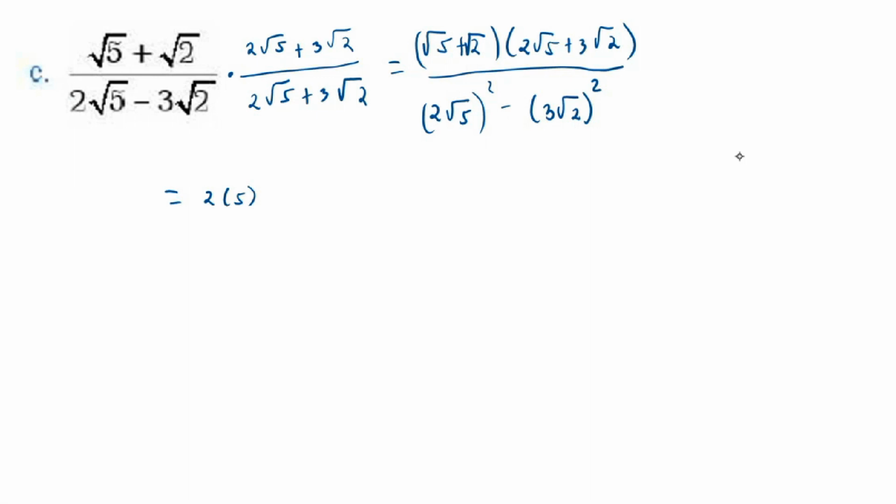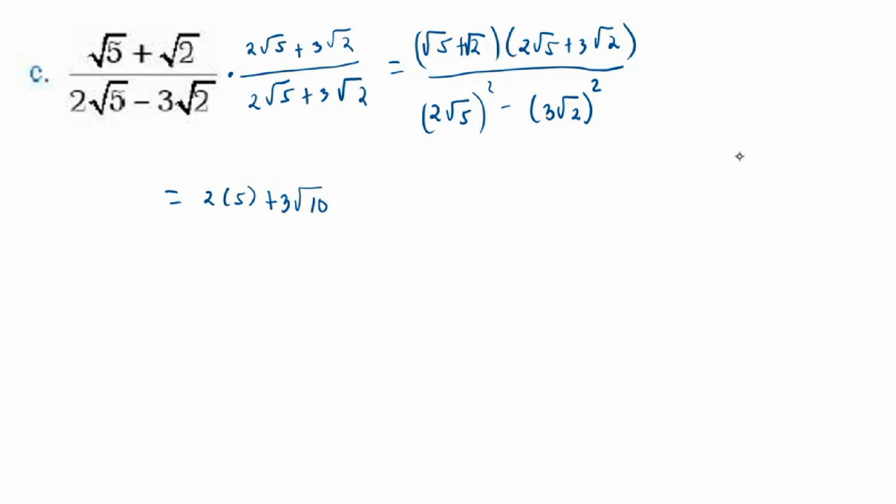Because square root of 5 and square root of 5 is just 5. That's for the first term. And for the outer terms, we have square root of 5 times 3 square root of 2. So the product there becomes 3 square root of 10. This one, square root of 5 times 3 square root of 2, we have 3 square root of 10.